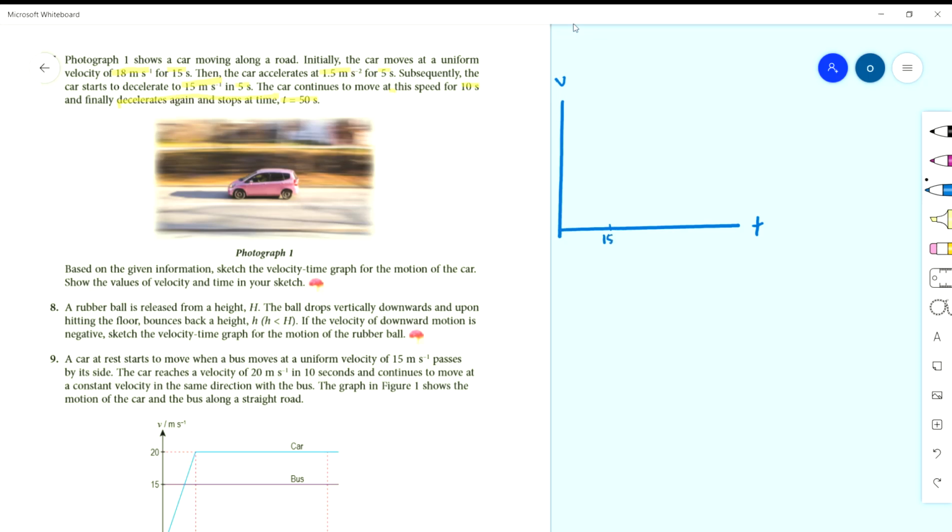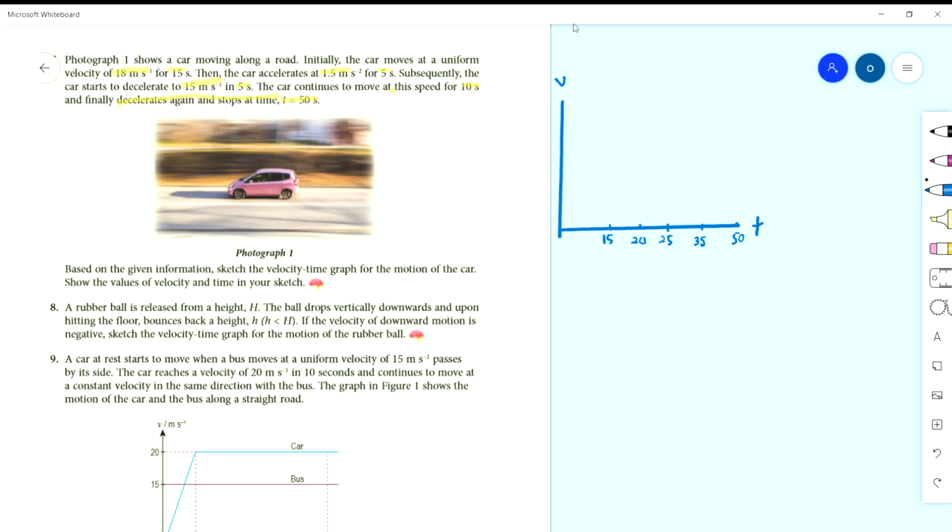Okay, so nanti awak buat ikut scale je cantik lah. 15 seconds, then they move for another 5 seconds, so means 20 lah. 5, 15, then another 5 seconds, decelerate in 5 seconds lagi, so 25 seconds. Then the car continues to move for another 10 seconds, so 35 lah kat sini kan. So dah 25, so for 10 seconds lagi. Then finally they stop dekat 50 second.